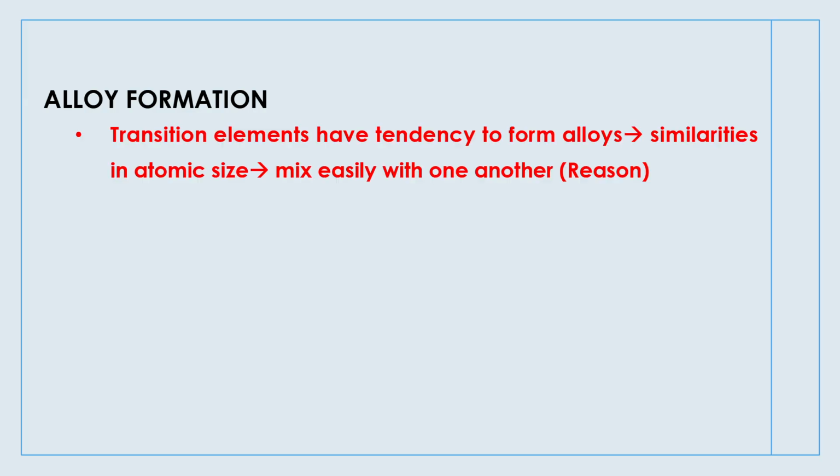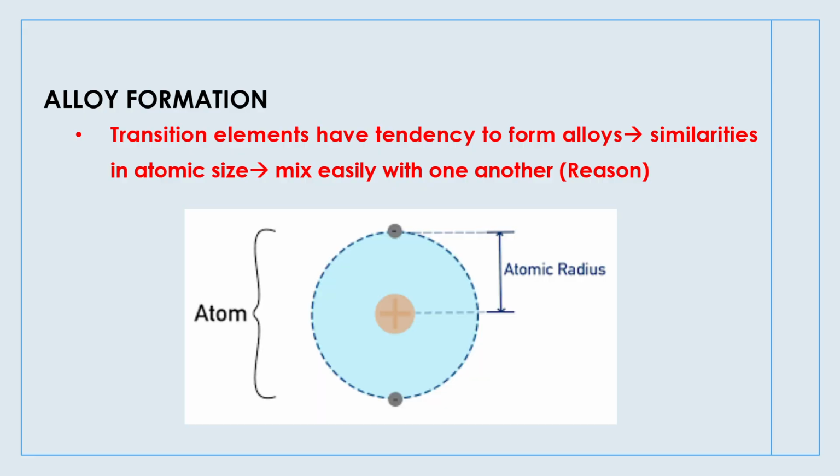Now what causes the transition elements to form alloy? The reason is that they have the tendency to form alloy because they have similar atomic sizes. And when they have similarities in the atomic sizes, it means their mixing will be easier. Ultimately, they will form the alloys.